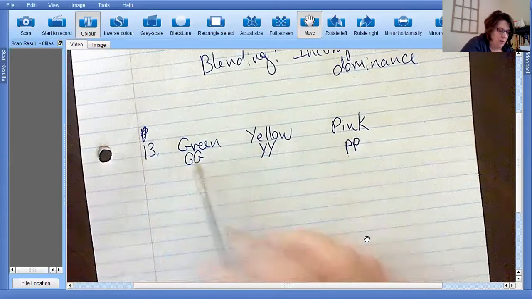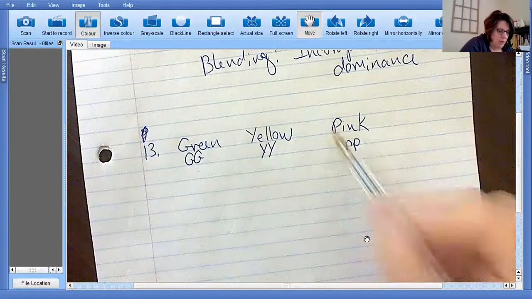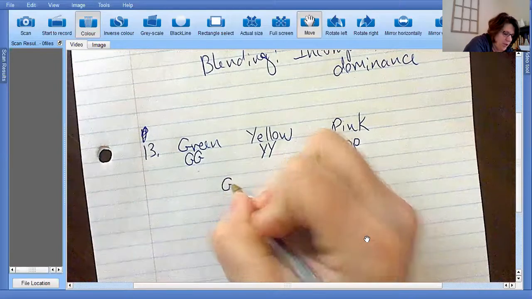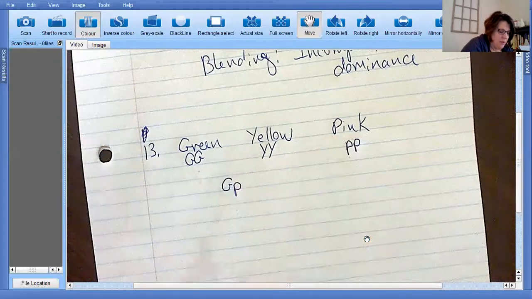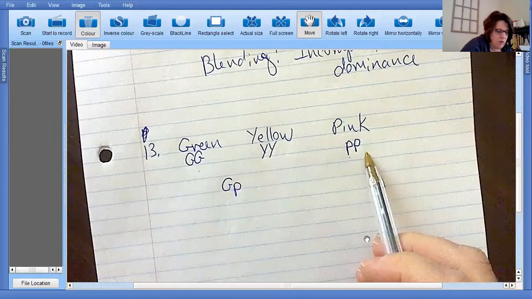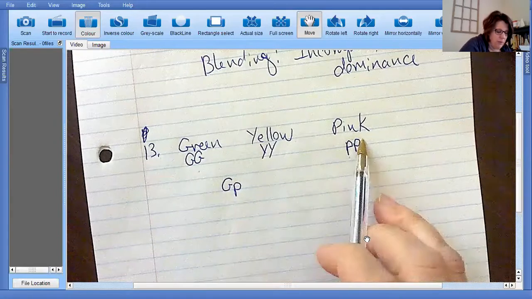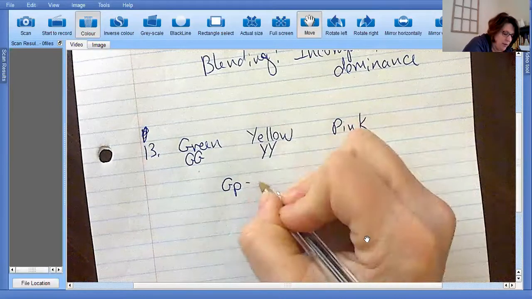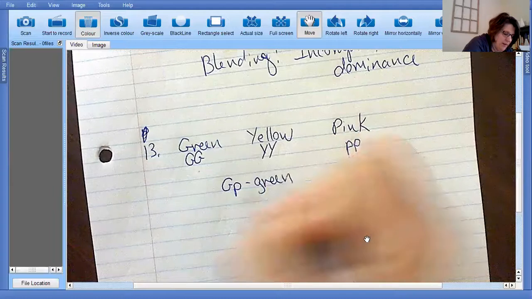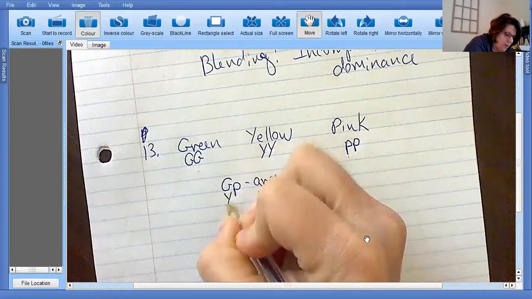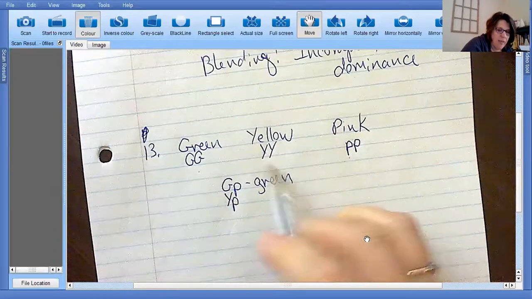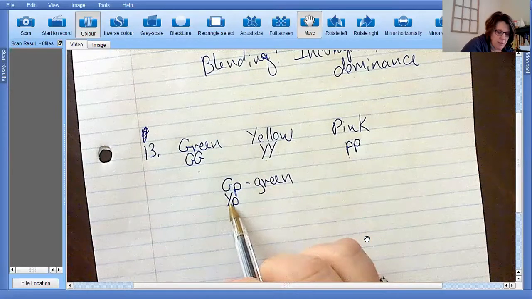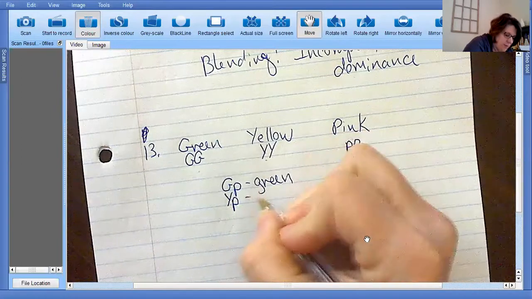So this is where we're starting, but let's think about some possible combinations. If I had big G, little p, green is dominant and pink is recessive. So even though we have different alleles and different letters for them, green is still going to be dominant, so this one's going to be green. What if I had big Y, little p? Again, yellow is dominant over pink, so because there's a dominant yellow allele, this one would be yellow.